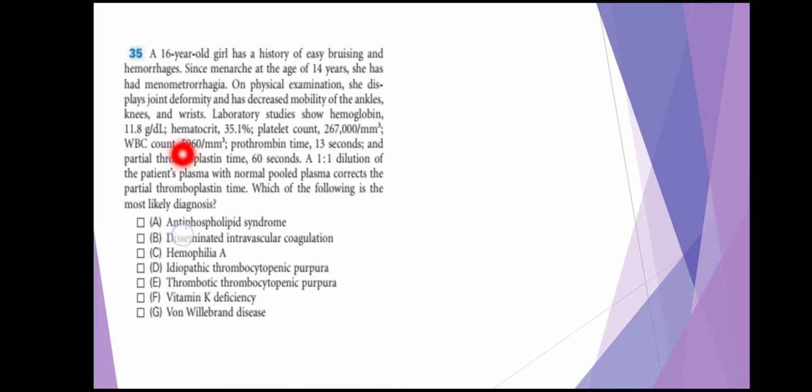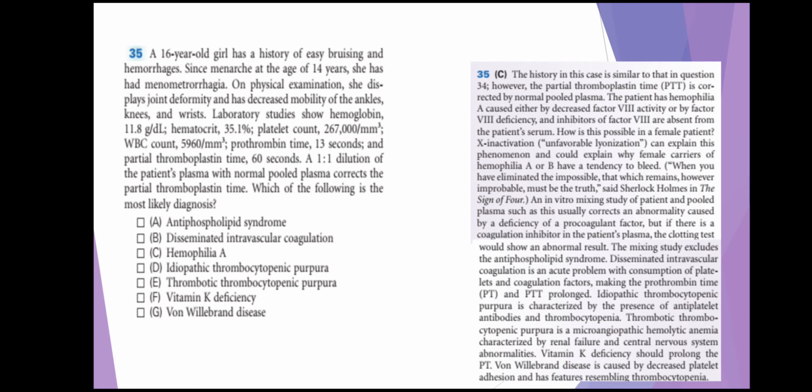Hemoglobin is 11.8, hematocrit is 35.1, platelet count is normal, WBC count is again normal, PT is 13 seconds, normal, PTT is 60 seconds. Again, it is prolonged. A 1:1 dilution of the patient plasma with normal plasma corrects the PTT. So again, it is correcting the PTT, which means there is a factor deficiency. So this is a case of hemophilia. So the answer will be C, that is hemophilia A.